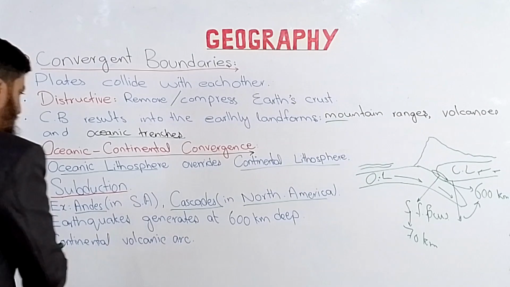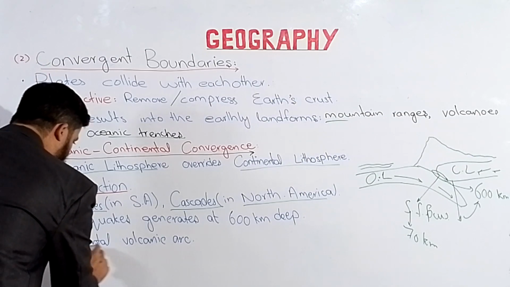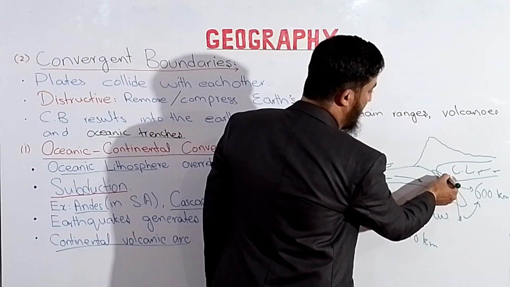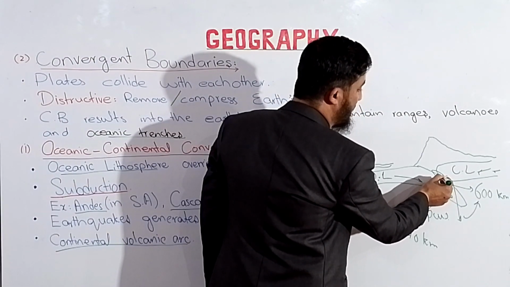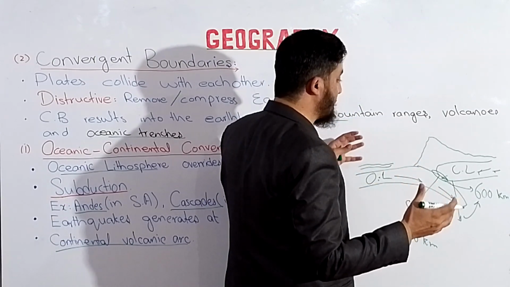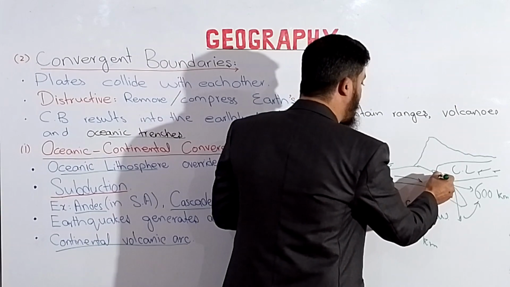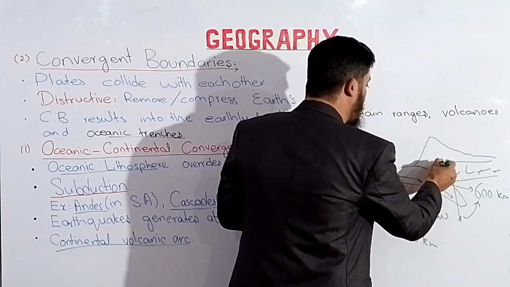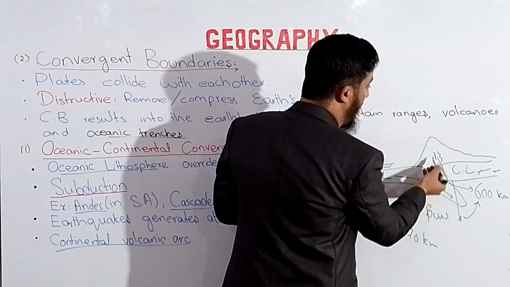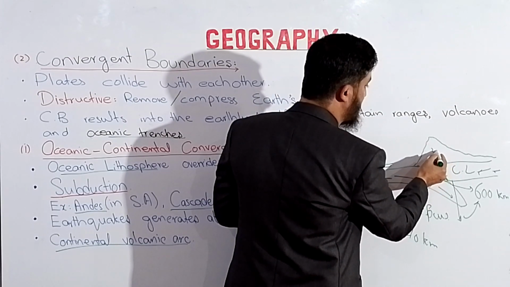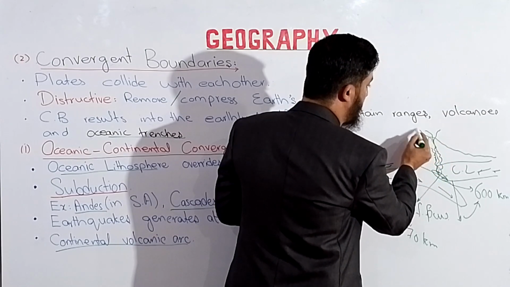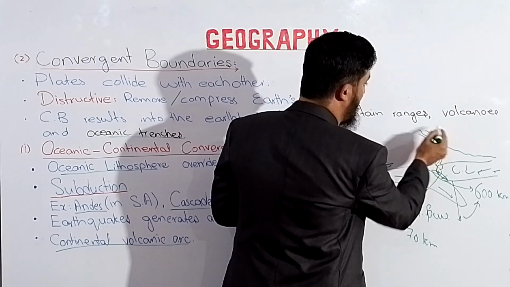On the continent, there occurs the continental volcanic arc. So when these plates collide with one another, because of their heat and their pressure, there arises the volcano, the magma. So it goes upward through the crust, and erupts through the surface of the mountain.